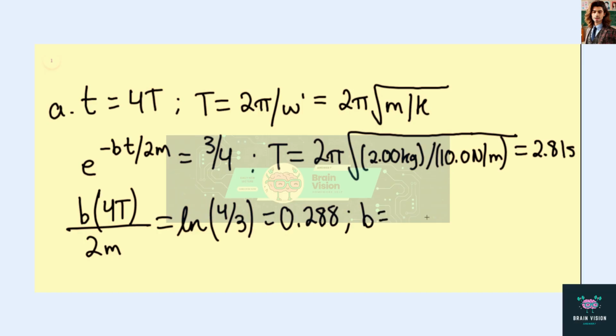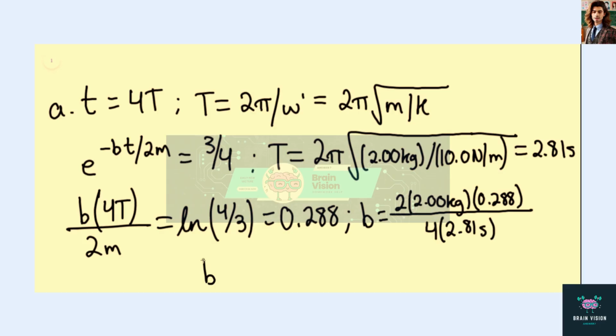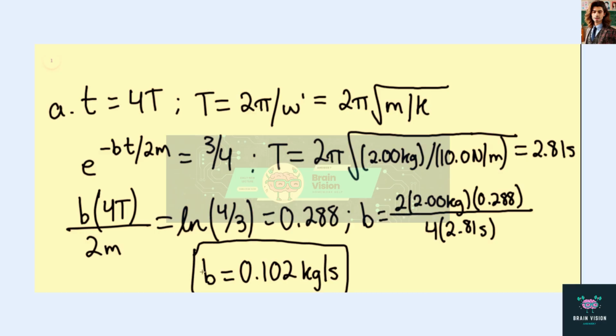Therefore, b, the damping constant, is 2 times 2.00 kilograms multiplied by 0.288, and this would be divided by 4 times the period of 2.81 seconds. We find the damping constant for part A to be 0.102 kilograms per second. This would be our final answer for part A.